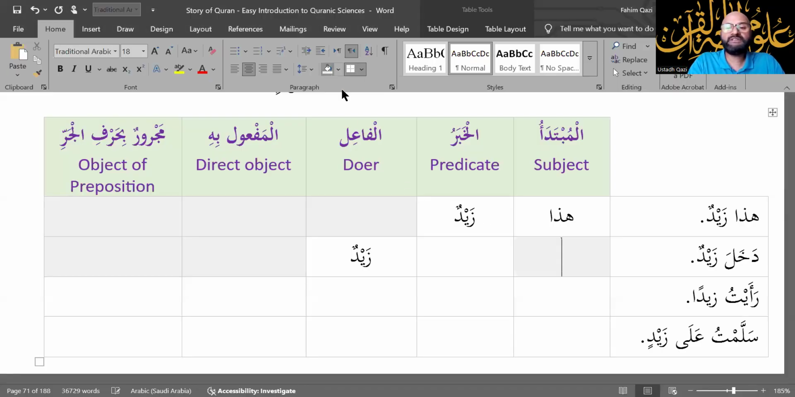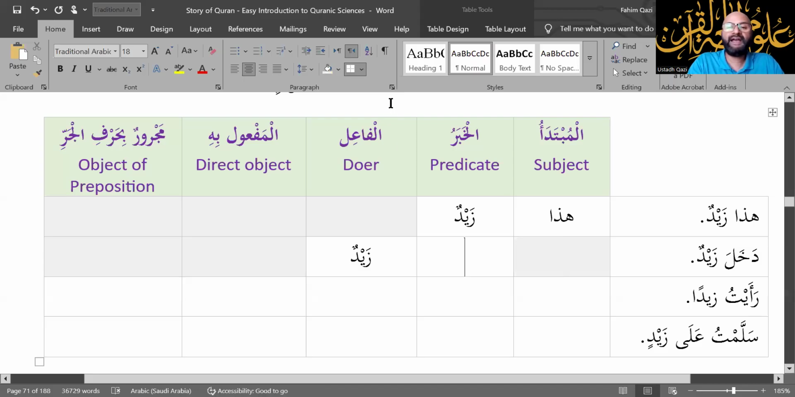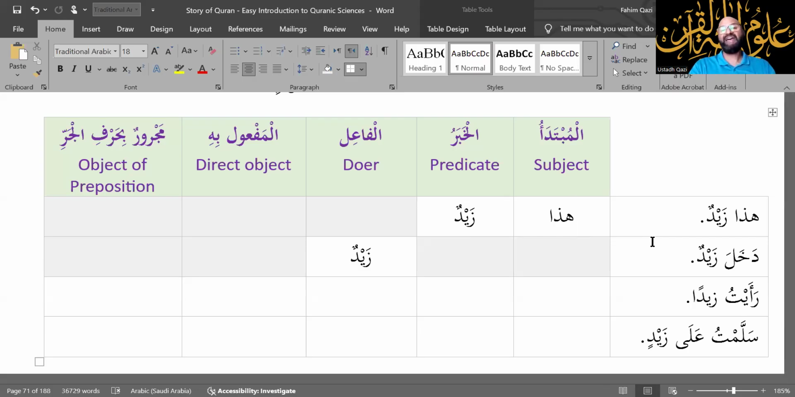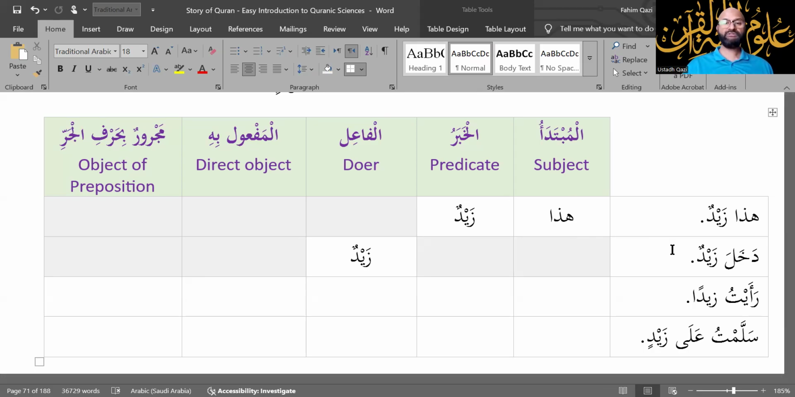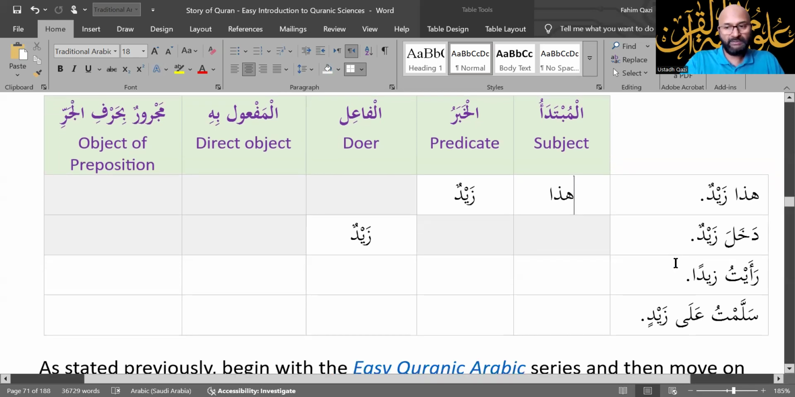So what I'll do is I'll just gray it out instead of the X's. Looks a little nicer. This is just a very high level bird's eye view, tip of the iceberg grammatical analysis that we're doing. Again, if you want details, you'll have to go through the Easy Quranic Arabic series, especially book 2, and Quranic Linguistics series, book 2, level 2.